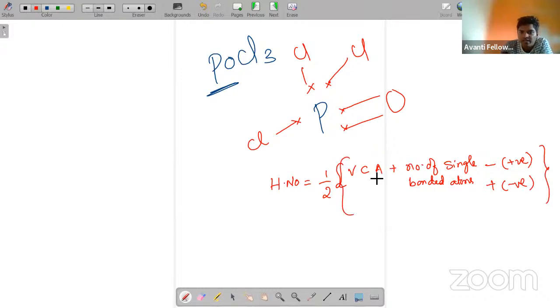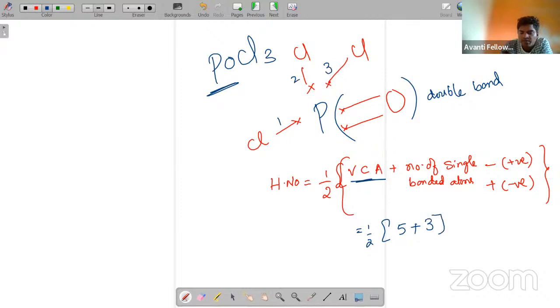Now, what is the valence electrons of phosphorus? 5. How many single bonds are there? We should not count this double bond, it should never be counted. So how many single bonds? 1, 2, 3. So that is 3. 5 plus 3, 8. 8 by 2, 4.